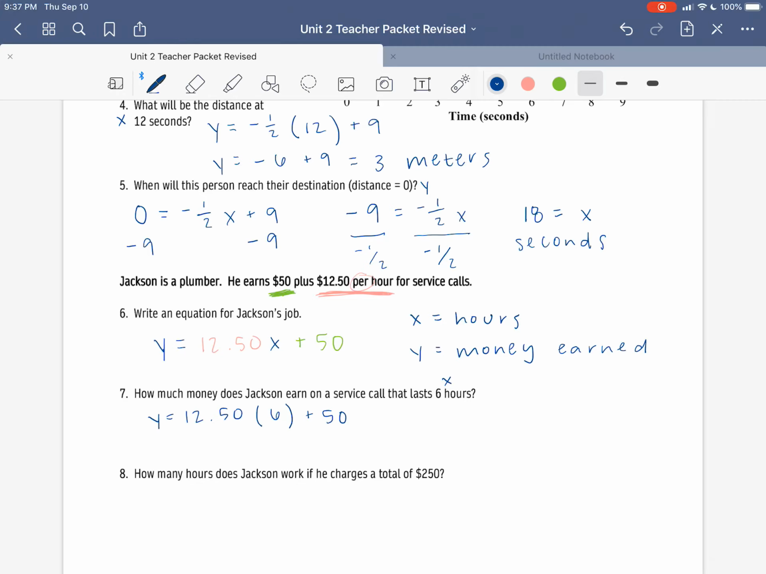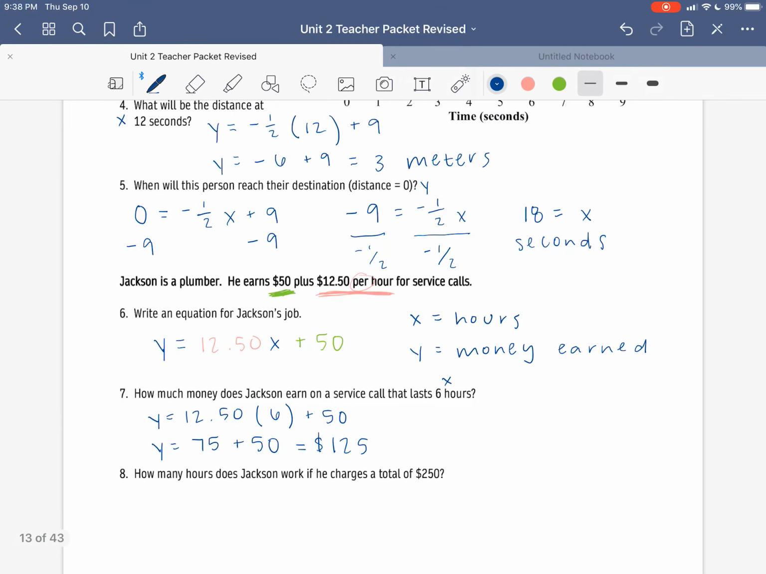So this one, the y is already by itself. We're just number crunching. Use a calculator if you need to. So 12.50 times 6 is $75. So from the amount of hours he works, he's getting $75, but he also gets that $50 fee. And this is actually a pretty common real world scenario. A lot of times if you have someone come work at your house like a plumber or an electrician, they charge a steady rate and then it adds on a little bit for every hour that they work. 75 plus 50 is 125. So he is going to earn $125.